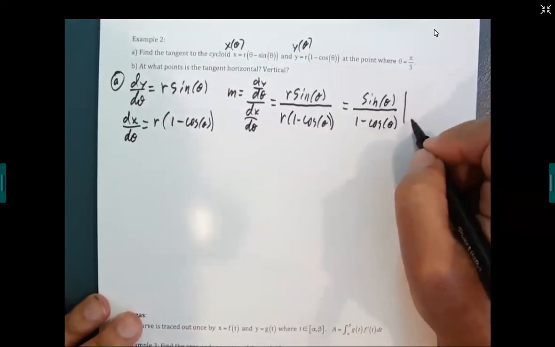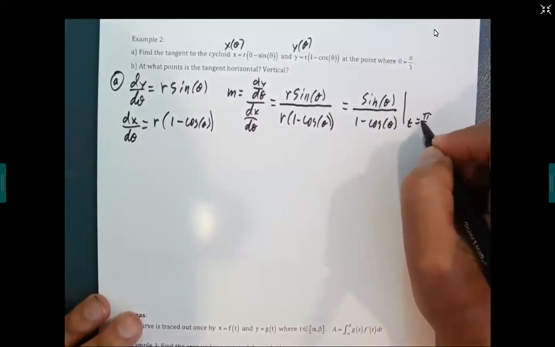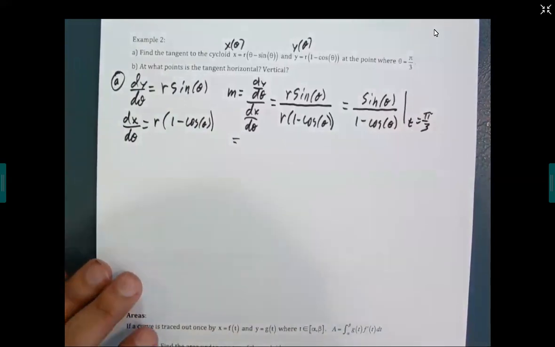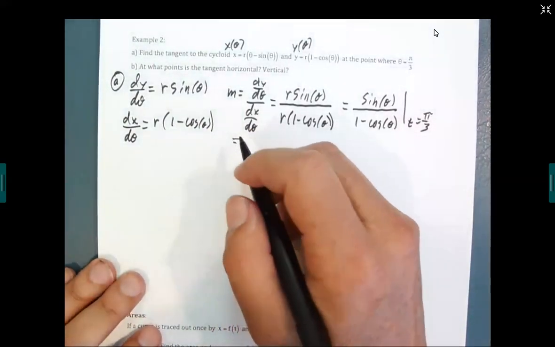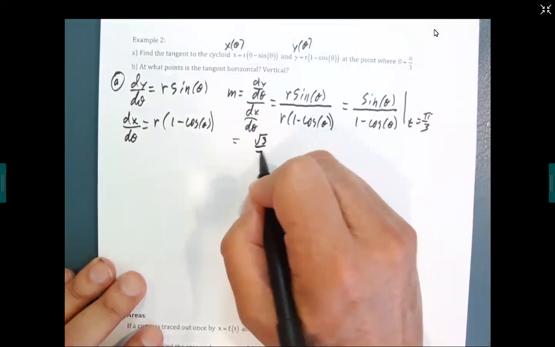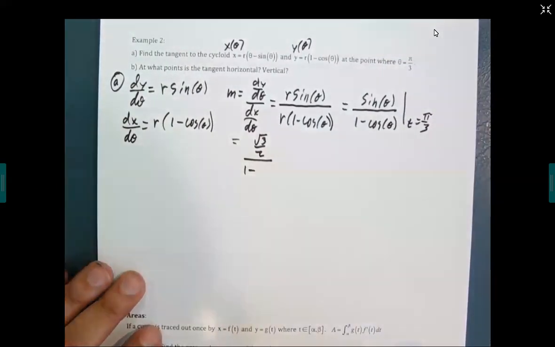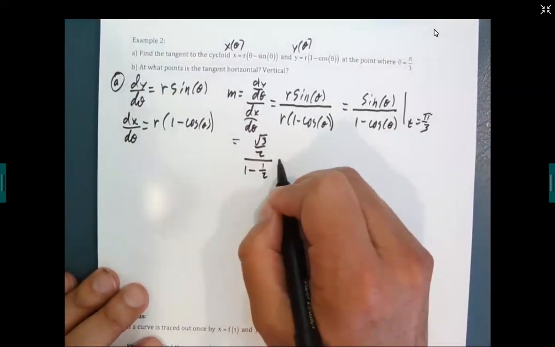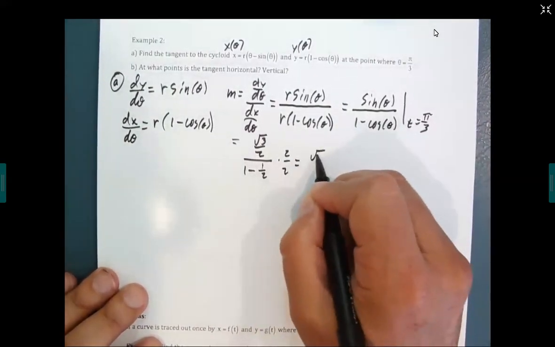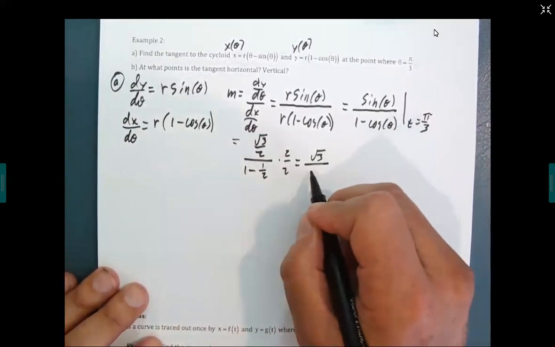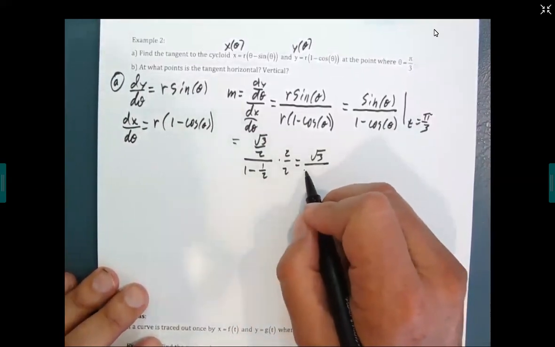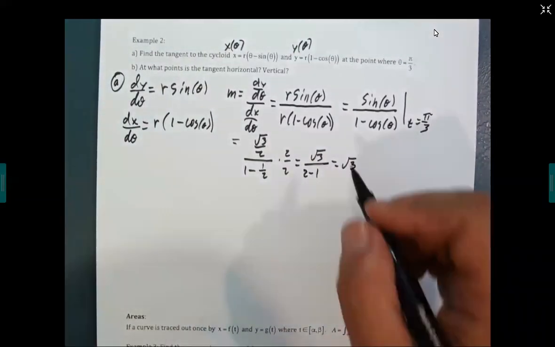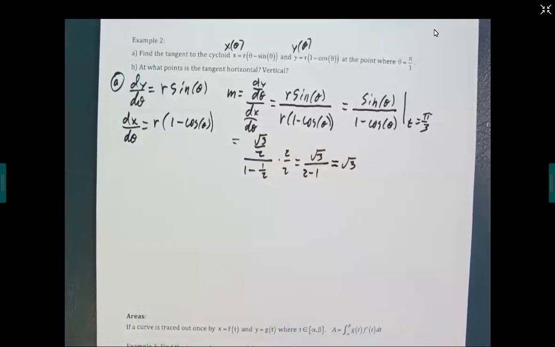Remember, we want to evaluate this at theta equals pi over 3. So sine of pi over 3 is root 3 over 2 over 1 minus, and cosine of pi over 3 is going to be 1/2. I think it's root 3 over 2 over 1/2, which is just root 3. So our slope in this case, again, totally different problem, happens to be the same number, is root 3.